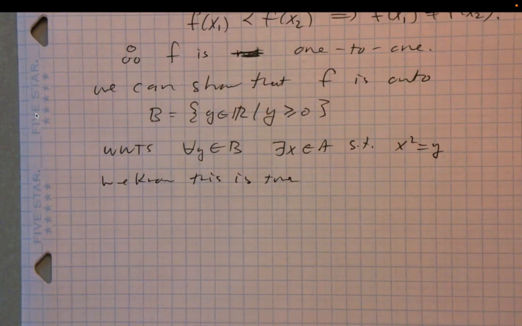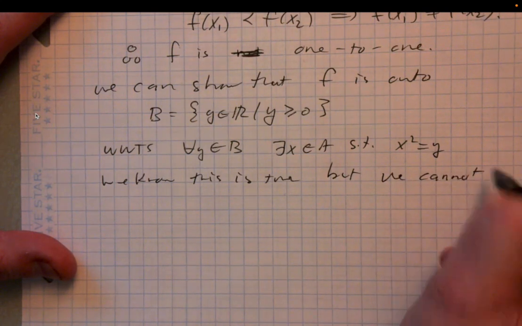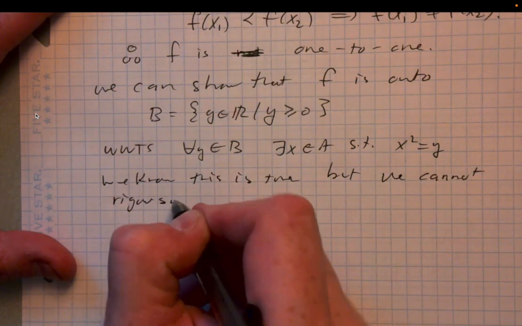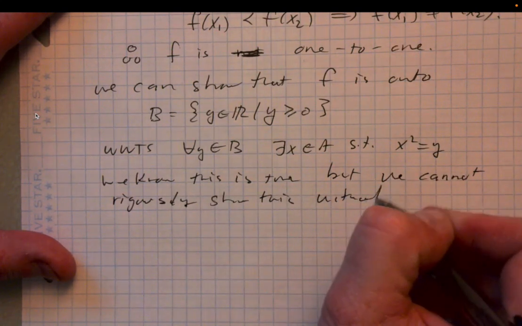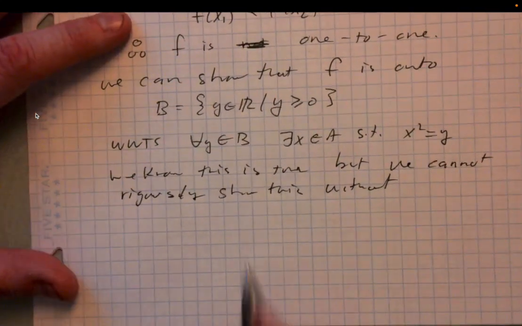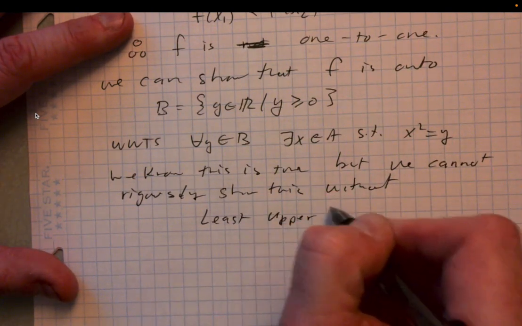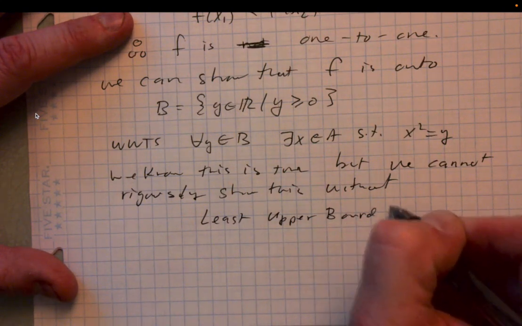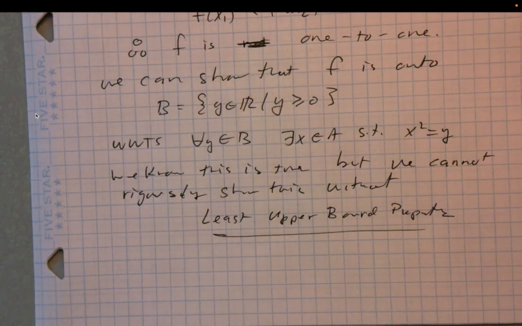But it wouldn't be completely obvious how to rigorously show this, right? We know this is true, but we cannot rigorously show this without a very key piece of machinery from analysis, and that is something called the least upper bound property, which we will get to in the next lecture, actually.